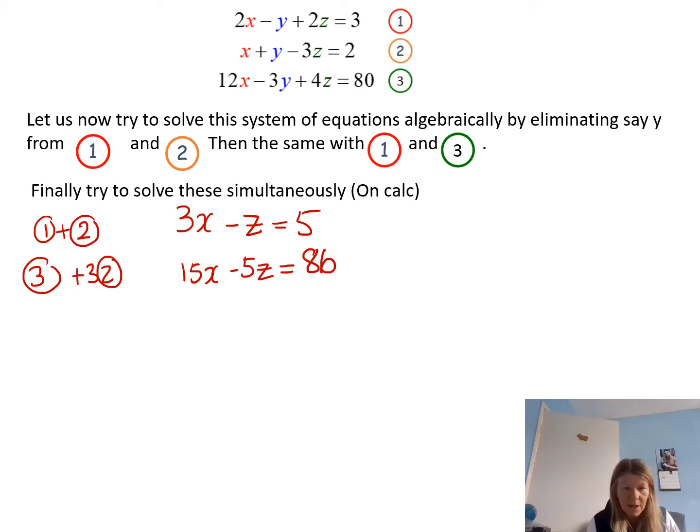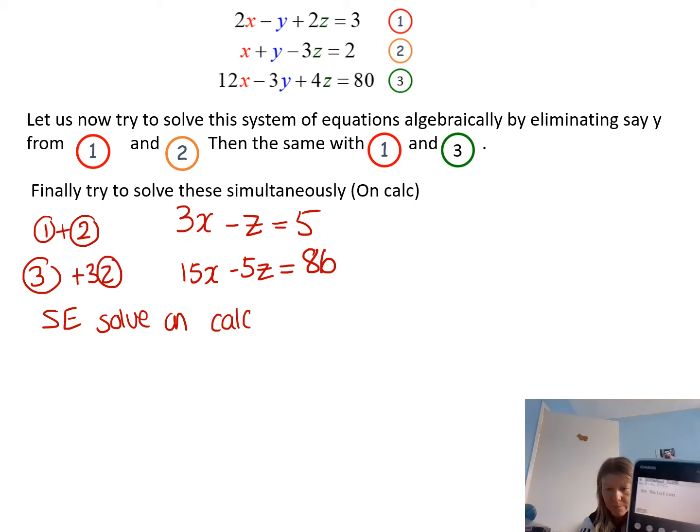So solve on the calculator. If you put those in your equations mode, two unknowns, just change that 25 into an 86 if you're doing it like last time. So if I just fix it there, and then that, and it goes, no solution.